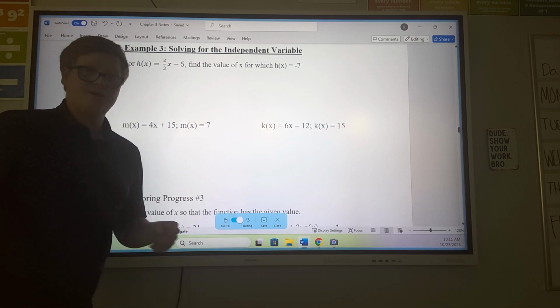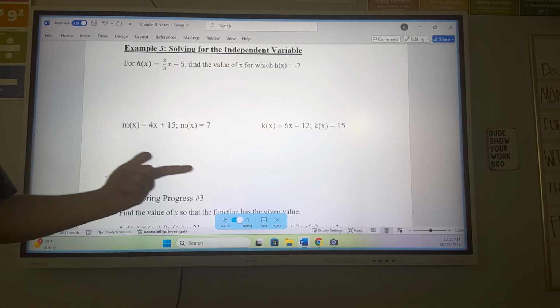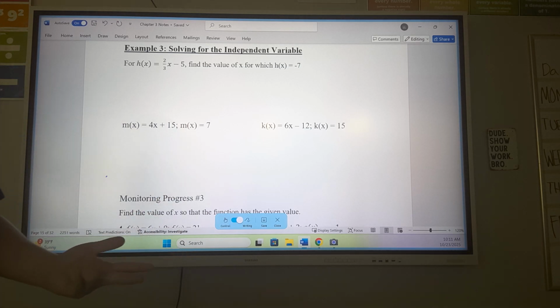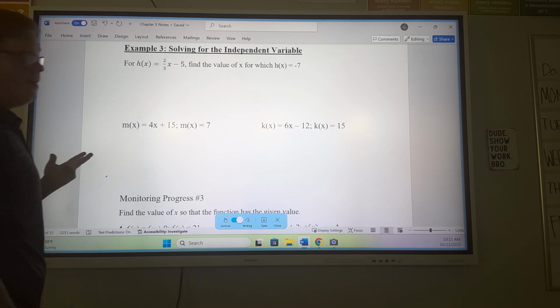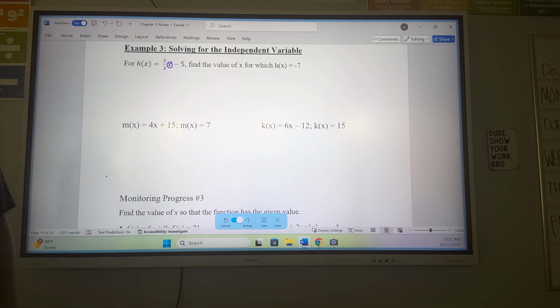We are solving for the independent variable. We've talked about this before. The independent variable is the same as the domain. The domain is the same as the input. So that means the independent variable is the input, which in this situation is x. So we are solving for x. That means we have to get x by itself.